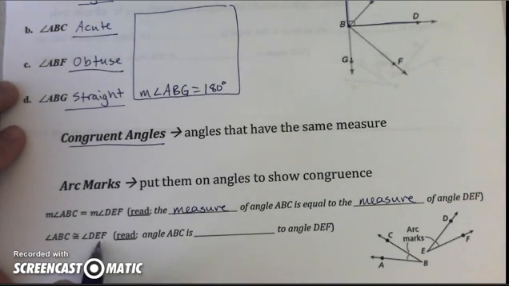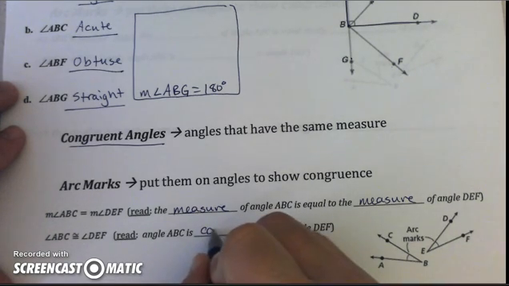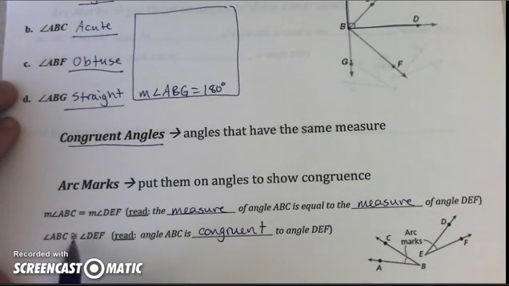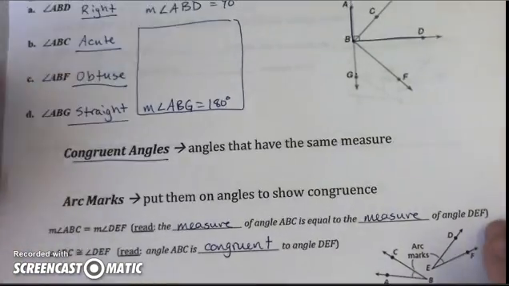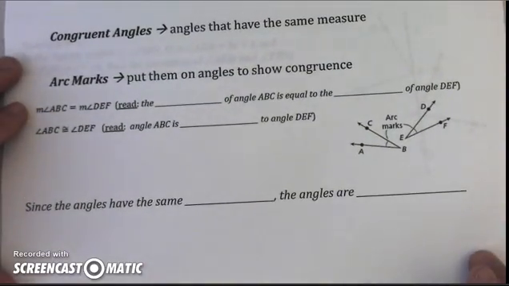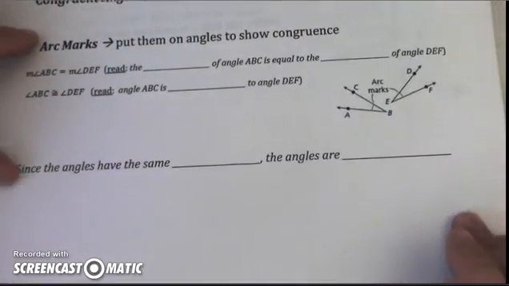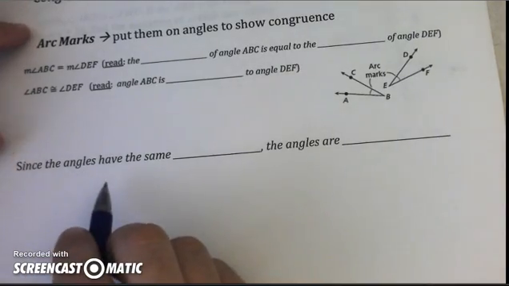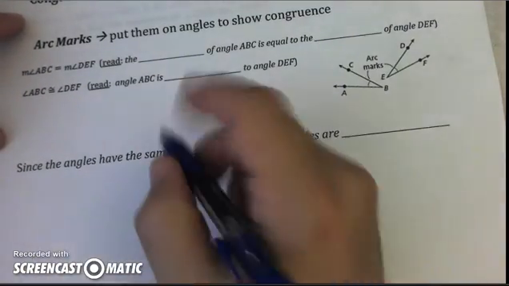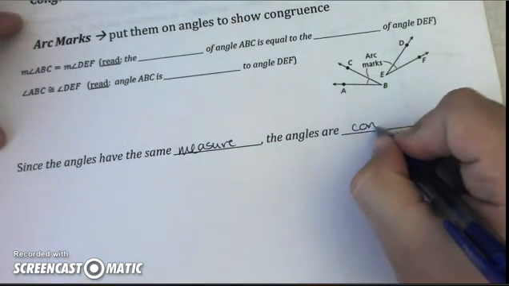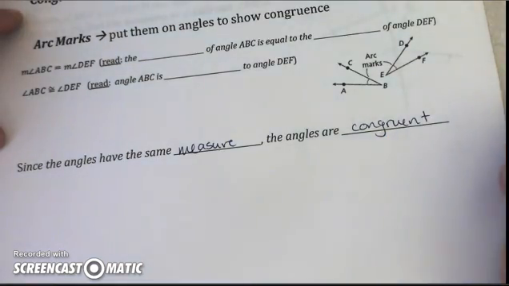But then we could read this one as angle ABC is congruent to angle DEF. We don't want to say they're equal if we're using the angle symbol. We want to say equal if we have measure of angles given. All right, which is exactly what you just saw. Sorry, I duplicated that page. We have that already filled out, but I do want you to see this. Since these angles have the same measure, the angles are congruent.